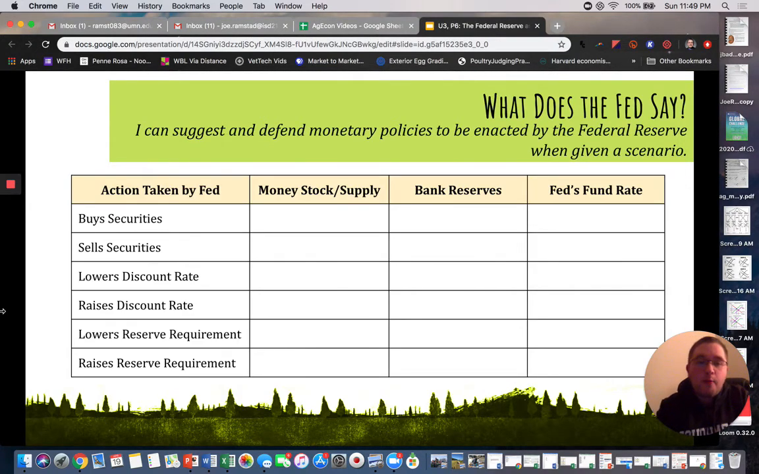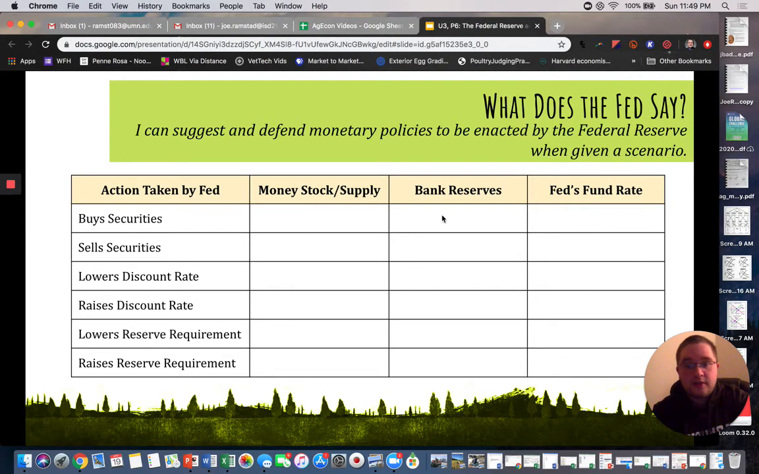So now I want you to hit pause and fill out this grid to the best of your ability. Know that money stock supply is the amount of money that is distributed to the general public. Bank reserves is how much money is on hand in the actual bank. And then the Fed's fund rate is how much money is circulating through the Fed at that time. So I want you to tell me if it increases or decreases in each of these boxes.